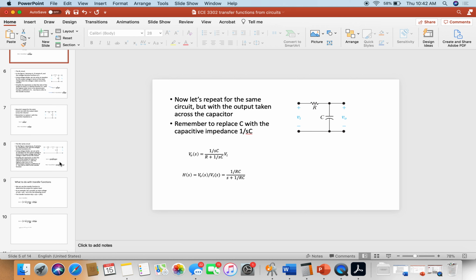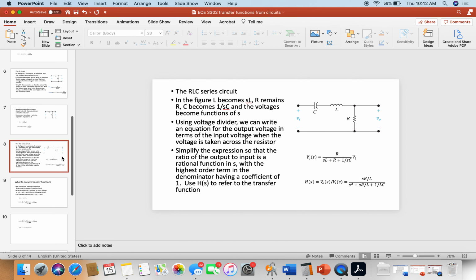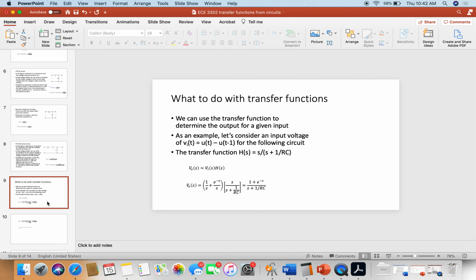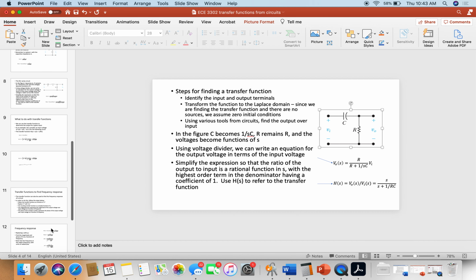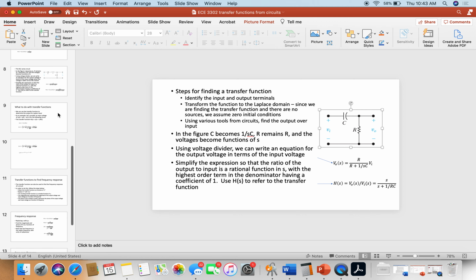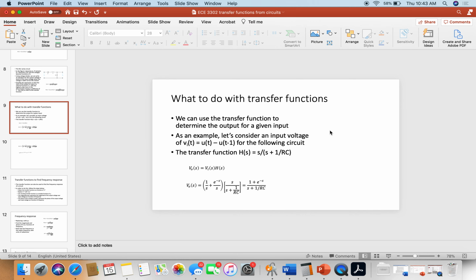And let's be sure I've got the right form. S over S plus 1 over RC. So I need this one. Sorry about that. So let's come back to this example we worked last time and correct that figure. All right, now we have the correct figure for the transfer function. Once again, I apologize for that.